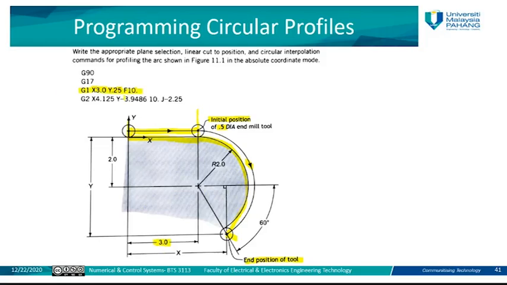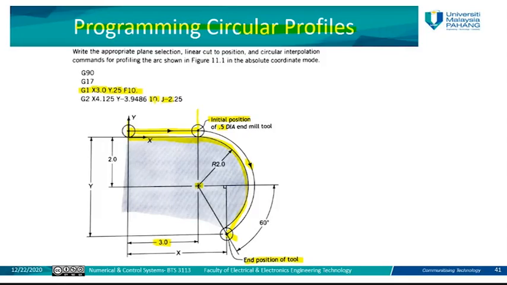Then when we go to the second line, we need to define the program circular profile here. We already saw before how we define it: by using the coordinates of the start point and end point, and also we need to define either I or J. I and J are the difference from the start point to the center of the arc. This is the center of the arc. What is the distance for I?